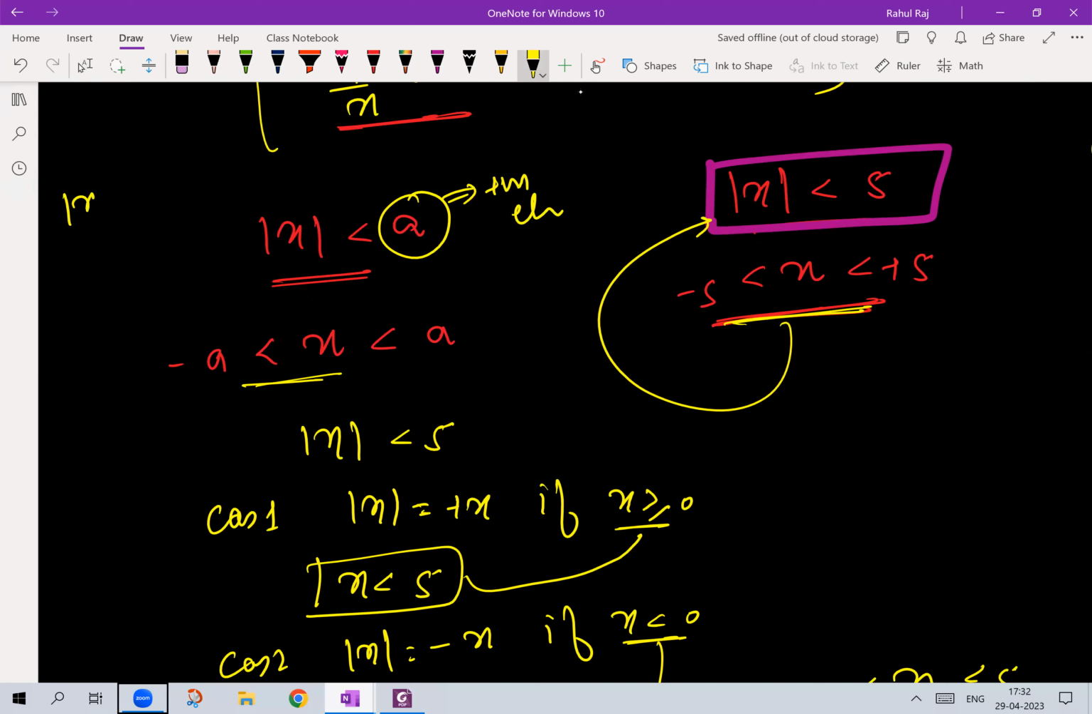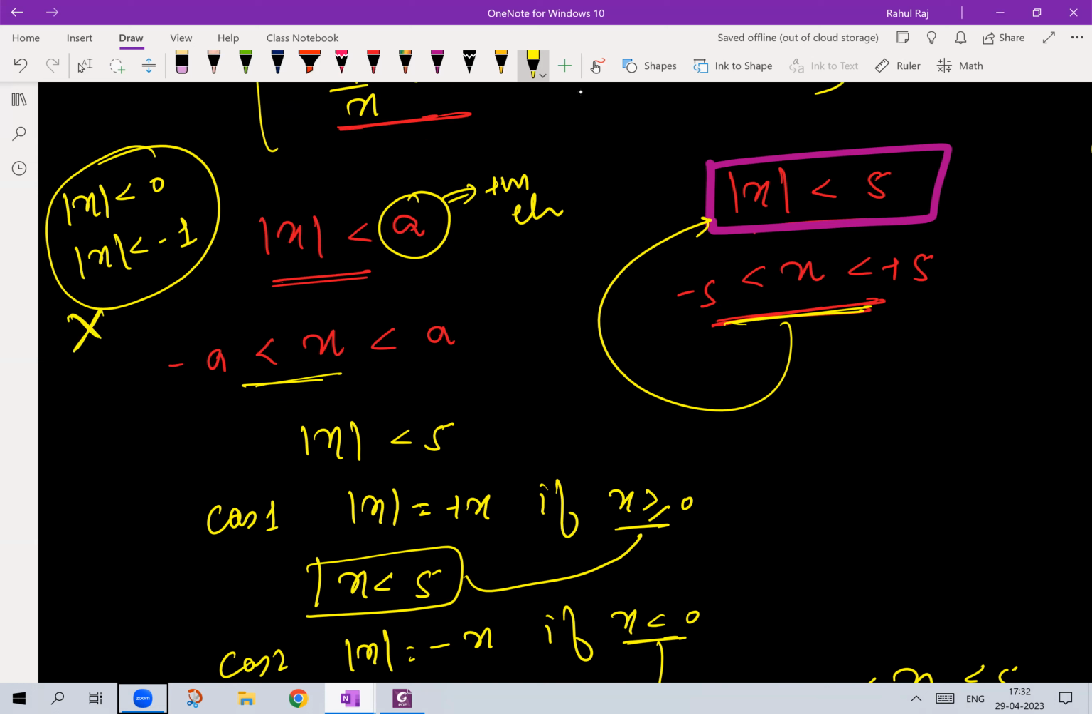Because there does not exist any situation where you will say mod x is less than 0 or mod x is less than negative 1. This is undefined in math. You can't define this in math. Mod can never be less than 0 or less than a negative number, because mod as an element is always positive. A positive element cannot be less than 0. It cannot be less than negative 1. So this is practically not possible.